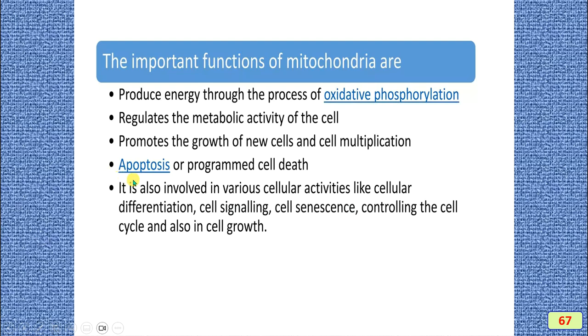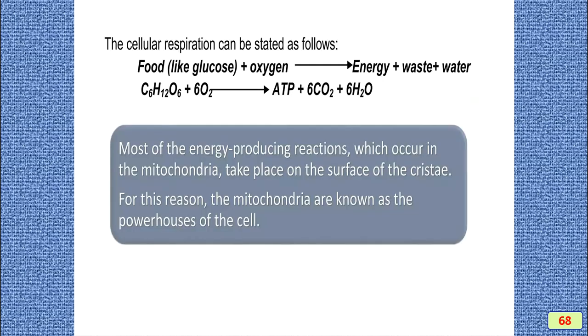Then, in the end, apoptosis is programmed cell death. All the cells which are there need to die. Every cell has its own lifespan, and after that lifespan, they will be taken out in a programmed manner. That process is called apoptosis.